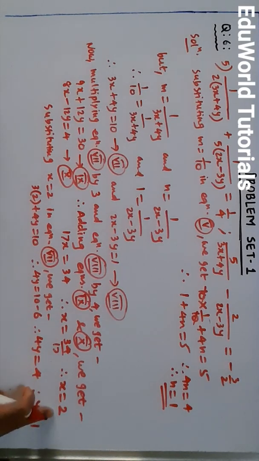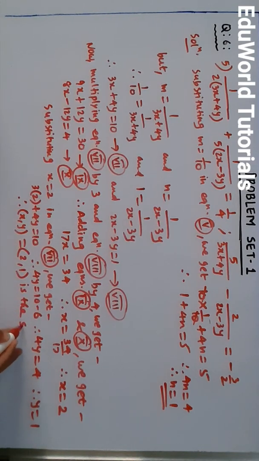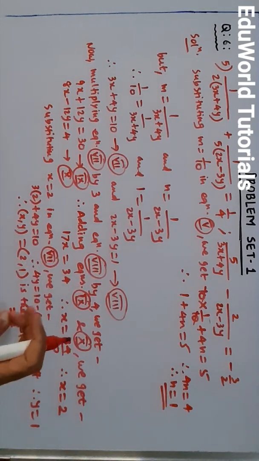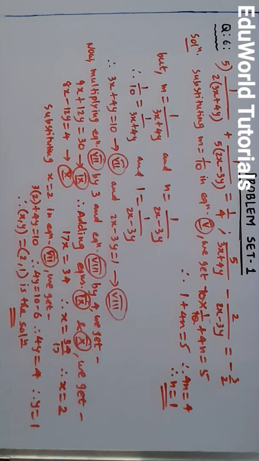So we got x equal to 2 and y equal to 1. Therefore finally what is the solution? X comma y, which is equal to 2 comma 1, is the solution of the given simultaneous linear equations. So this is how we have to solve this sum. It is a lengthy sum. So in stages I have solved this sum. You should also try this sum. Similar sums you have to find out and keep on solving.